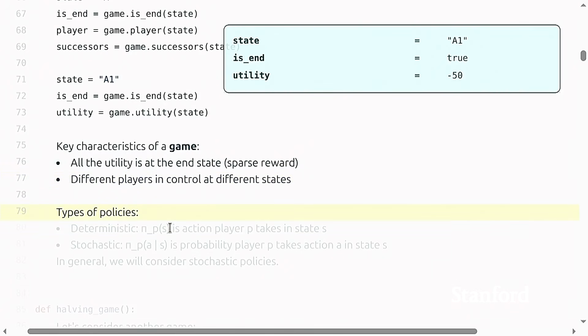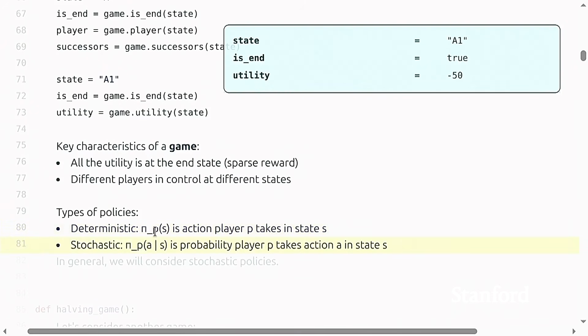So just in terms of notation, a policy is still a mapping from states to actions. So a deterministic policy, pi sub p of S, is the action that a player P will take in state S. And a stochastic policy, which in general we're going to assume, this is going to be the probability that a player P takes an action A in state S. Okay, and we'll see some examples of this.